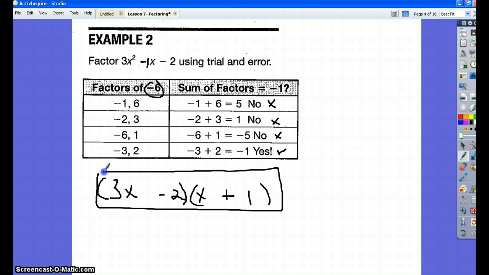A lot of it you just have to play around with too. You can also use trial and error. We used grouping here, but you can use trial and error. And so in order to do that, you just try out different numbers, the factors of 3, which are 1 and 3, and 2 is going to be 2 and 1.